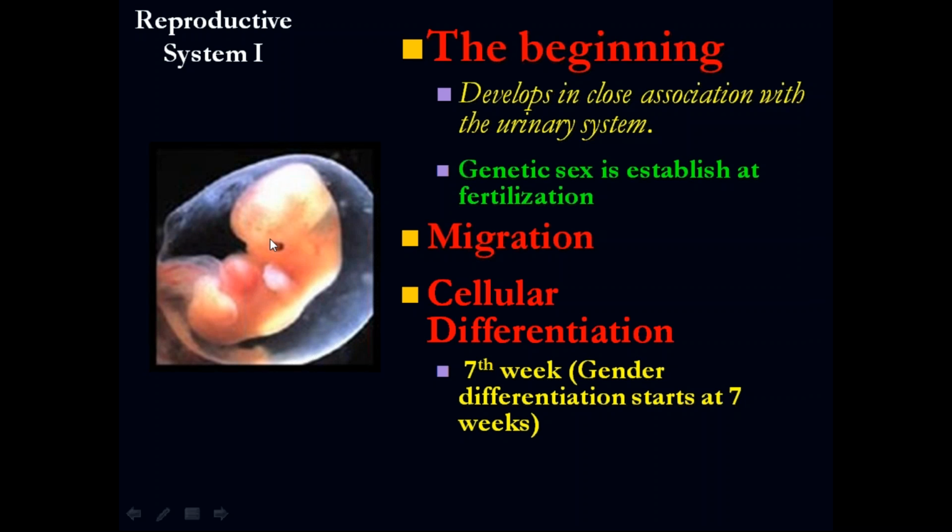Then after that, all embryos are going to be males and females. Okay, so what does it mean? It means that the external genitalia is going to be similar until a certain moment. The genetic gender is established at the moment of fertilization, boy or girl.